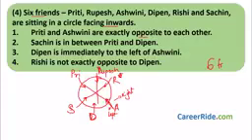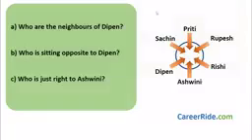Let's go on to the questions based on this. Again, my rough seating arrangement in a very nice diagram. Okay, so let's start. Who are neighbors of Dipen? This is Dipen. Sachin and Ashwini. Okay. Who is sitting opposite to Dipen? Opposite to Dipen is Rupesh.